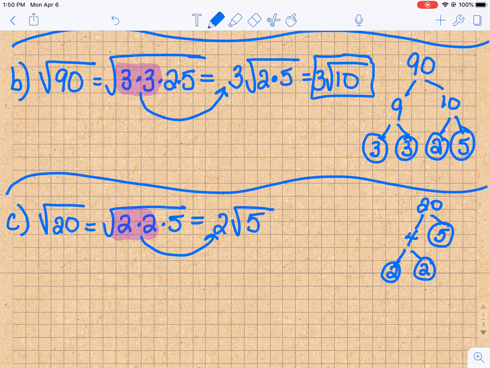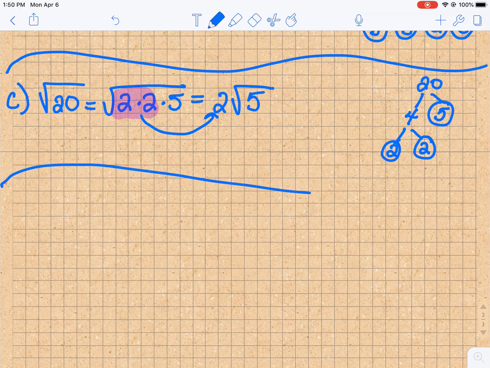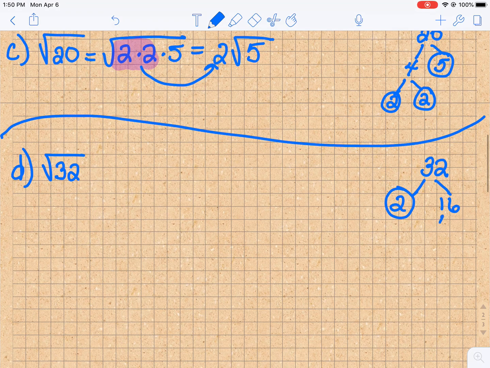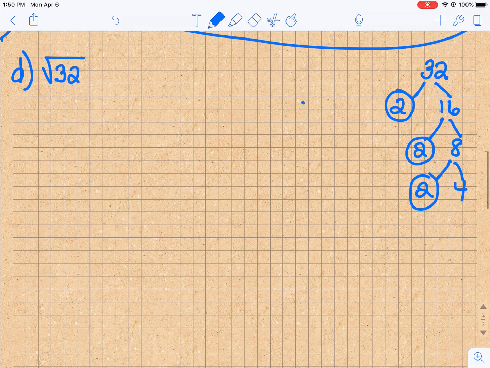Okay, now this next one is really hard because there's lots of 2's involved. It's not really hard. There's a lot of 2's involved, so you got to be careful. So the square root of 32. Now when you prime factor 32, you're going to get 2 and 16. That's great. And then you're going to get 2 times 8. Then you're going to get 2 times 4. And then you're going to get 2 times 2.